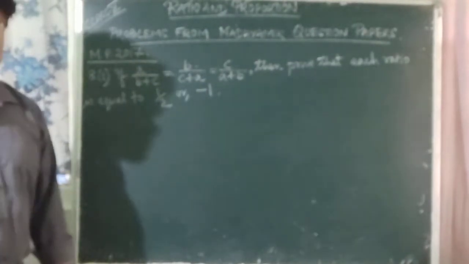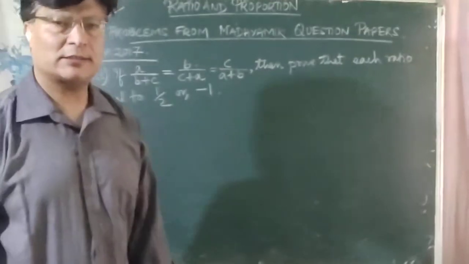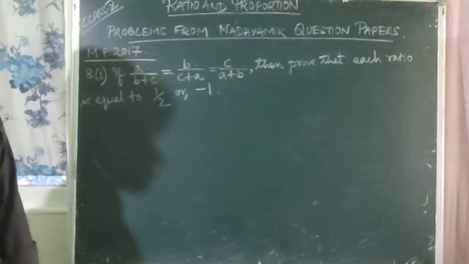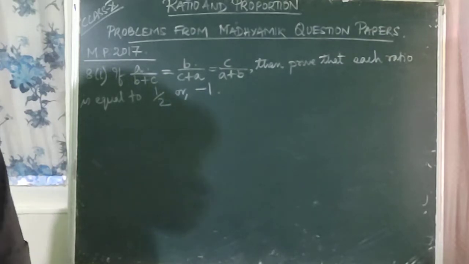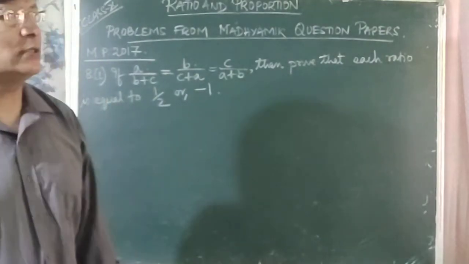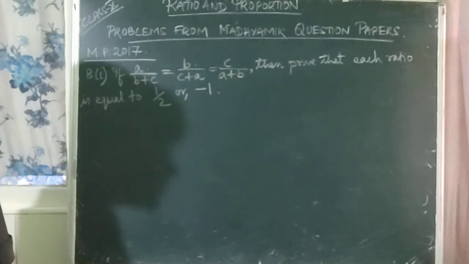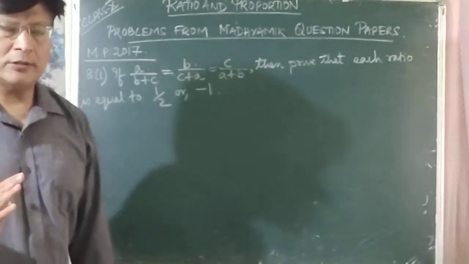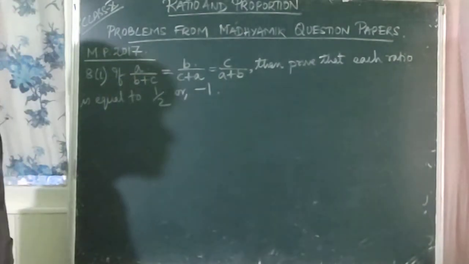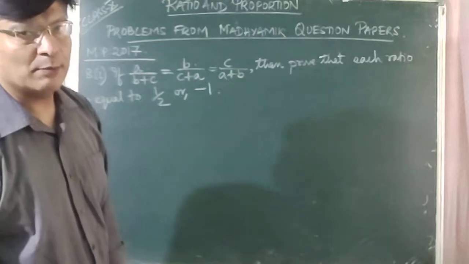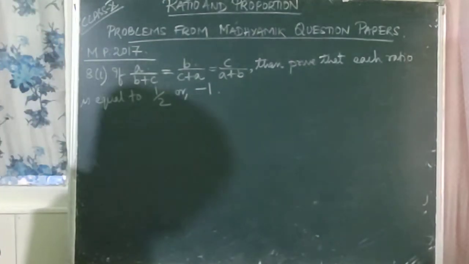The topic is ratio and proportion. In the last online class also we were doing the same topic, ratio and proportion, and we have almost completed the problems from the book, Ganit Prakash for class 10. So today we'll do problems from Madhyamik previous question papers, right?